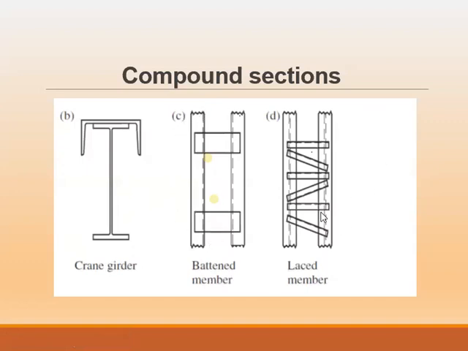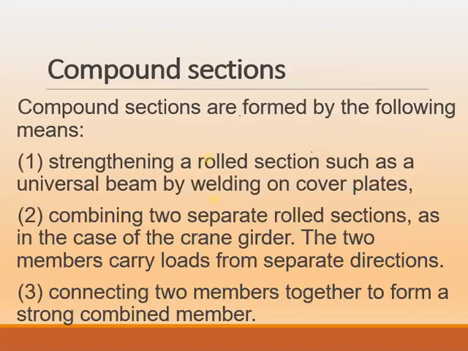Or we can form the lattice like this one, you see? We have the main members, this one and this one, then we have added other members. So that process is what we call compounding section, and the resulting section is what we call the compound section. Clear? Yes, that is the meaning of compound sections.